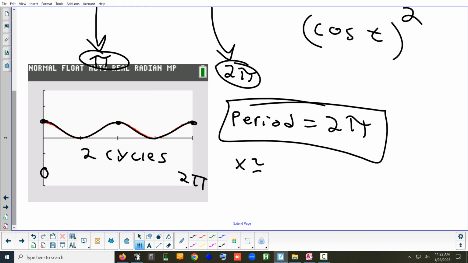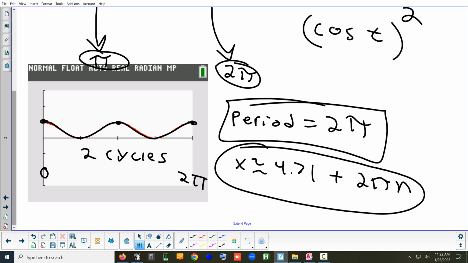Okay, so x is about 4.71. And what do we put on the end of that? Plus 2 pi n. Remember, you don't need to put minus because n is an integer. And if it was negative, then it would make 2 pi negative, which would be like subtracting. So there's your answer. You're going to get an answer starting at 4.71 and then repeating every 2 pi units left and right.